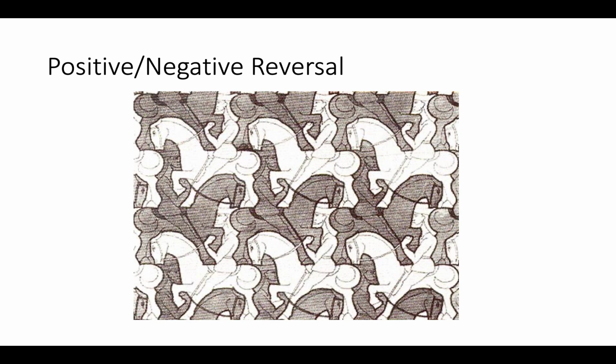Positive and negative reversal would be like the tessellations. Depending on what you're looking at, if you look at the white rider, it looks like the dark is the negative space. But if you look at the dark rider, it looks like the white is the negative space. So it reverses depending on what you're looking at. Inner space: no positive, no negative, just a big, almost like a void, but there's lots of stuff in it.